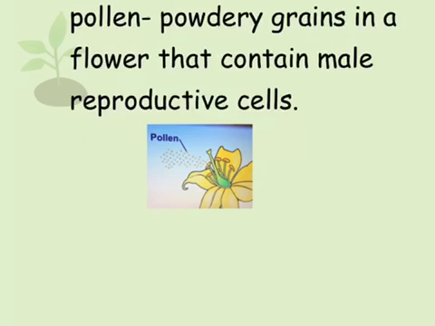The first word we're going to look at tonight is pollen. Pollen is the powdery grains in a flower that contain the male reproductive cells. These reproductive cells are necessary for plants to be pollinated, therefore plants can reproduce. So again, go ahead and copy down this definition of pollen. It's powdery grains in a flower that contain male reproductive cells.